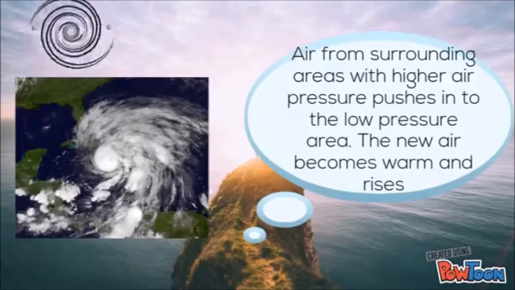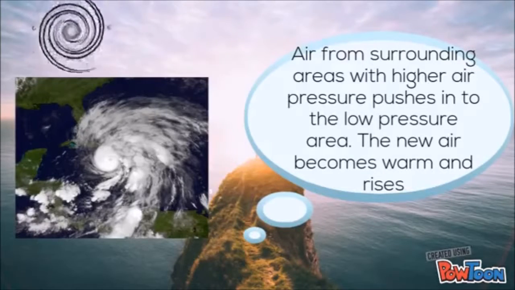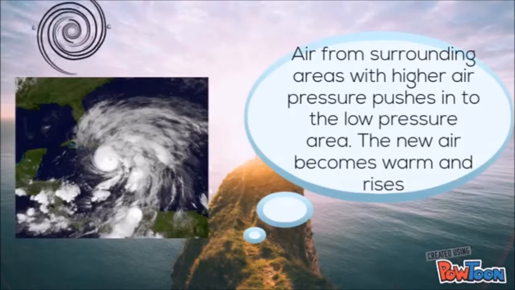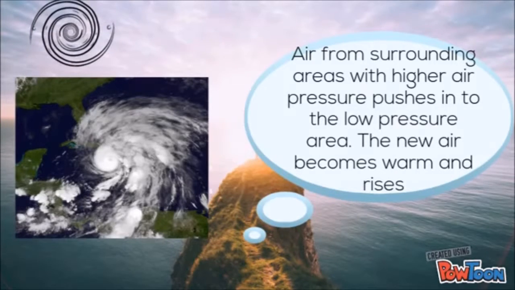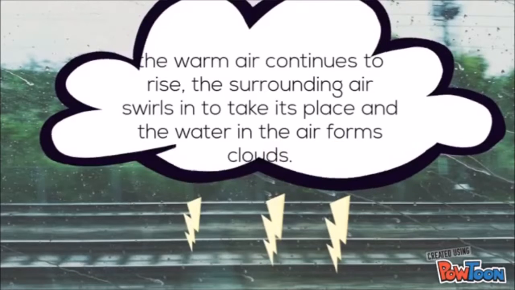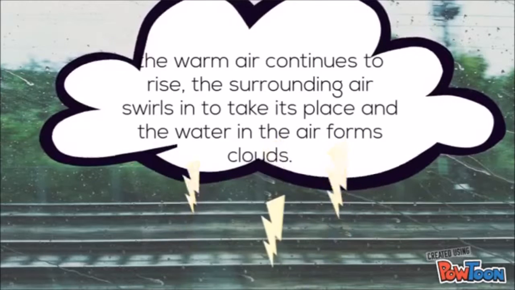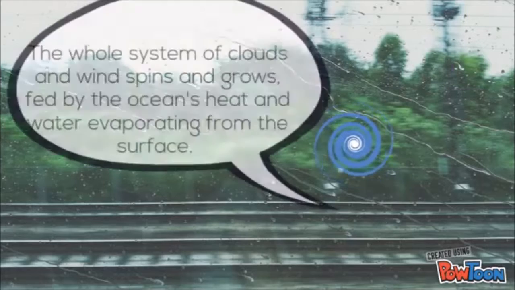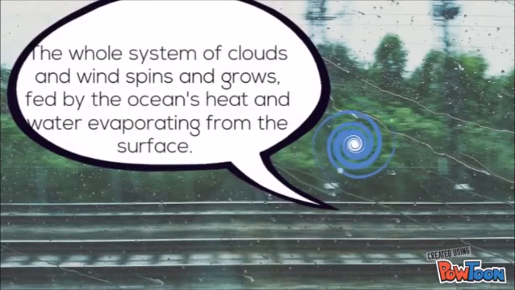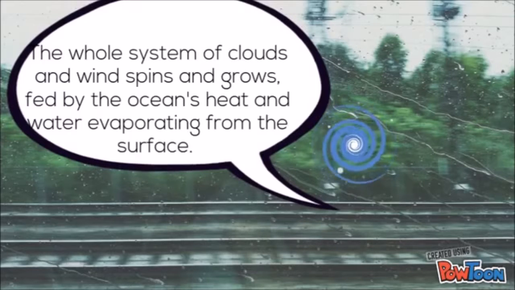Air from surrounding areas with higher air pressure pushes into the low pressure area. The new air becomes warm and rises. The warm air continues to rise, the surrounding air swirls in to take its place, and the water in the air forms clouds. The whole system of clouds and winds spins and grows, fed by the ocean's heat and water evaporated from the surface.